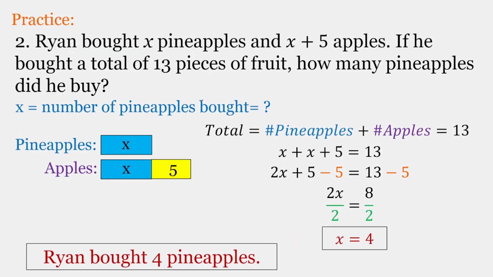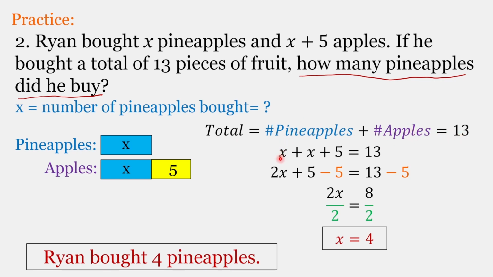For the second problem, we have Ryan bought X pineapples and X plus 5 apples. If he bought a total of 13 pieces of fruit, how many pineapples did he buy? Again, the question is, how many pineapples did he buy? So our unknown variable X is going to be the number of pineapples that he bought. And so pineapples is X, and apples is X plus 5. And the total will be number of pineapples plus number of apples, and that's going to equal 13.